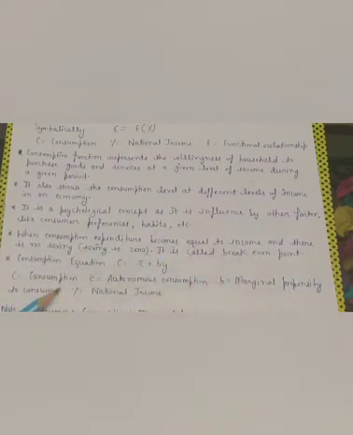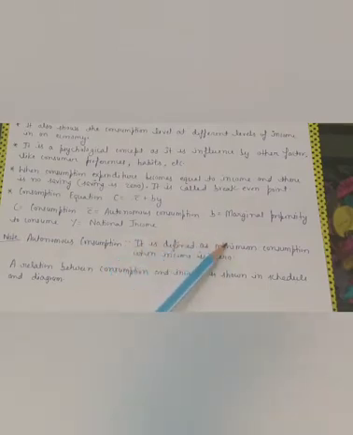But you know the meaning of consumption, you know the meaning of national income, but you don't know the meaning of autonomous consumption. What is autonomous consumption? It is defined as minimum consumption when income is zero. Means it is defined as positive minimum consumption. It is a minimum positive consumption when income is zero.